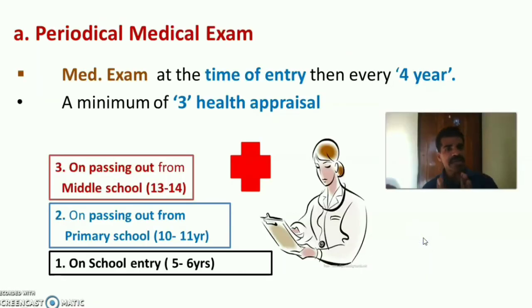First is periodical medical examination. The medical examination has to be done at the time of entry, then every 4 years. So there would be a minimum of 3 health appraisals during the school period. One is at the entry, that is 5 to 6 years. Then on passing out from primary school, that is at the age of 10 to 11 years. And the last examination is on passing out from the middle school, that is at 13 to 14 years. So there should be a minimum of 3 health appraisals during the school period.